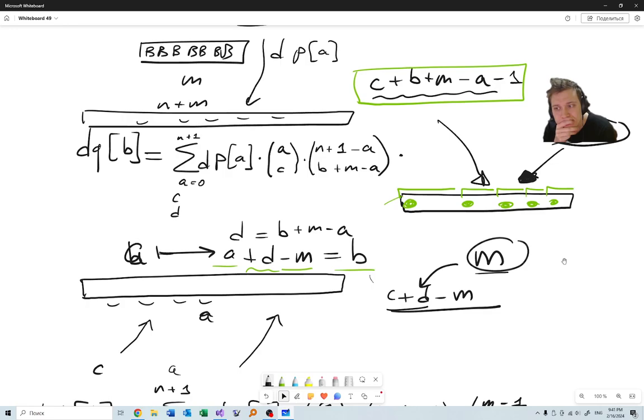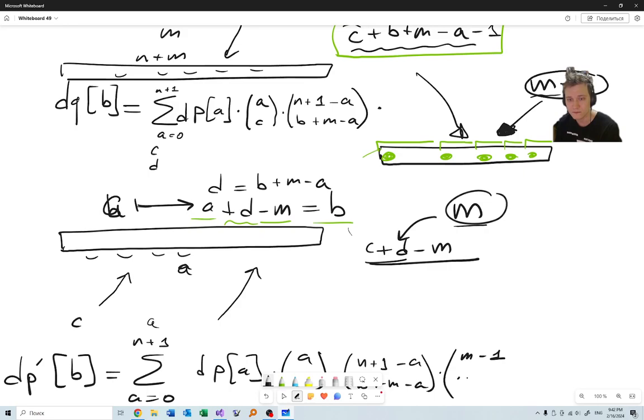If m is 0, then I simply need to have c equals b, b equals a. Also, I need to have c equals 0. And I simply get that this is choose minus 1, choose minus 1. So this is a special case. So I need to say that choose of minus 1 and minus 1 is 0.